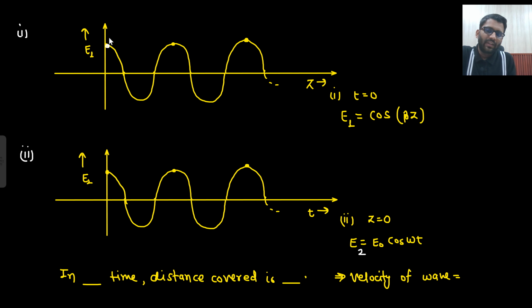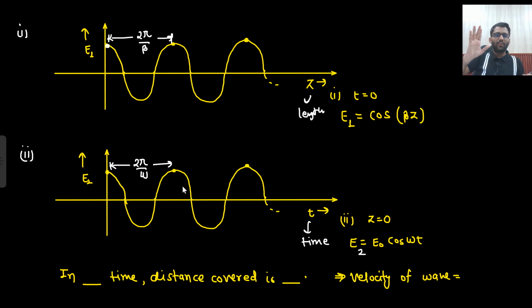From peak to peak, if we check, what is this length for cos beta z? It is 2 pi by beta, right? I call this a length because z is length and t is time. So what is this time window for the other graph? Yes, that time window is 2 pi by omega.